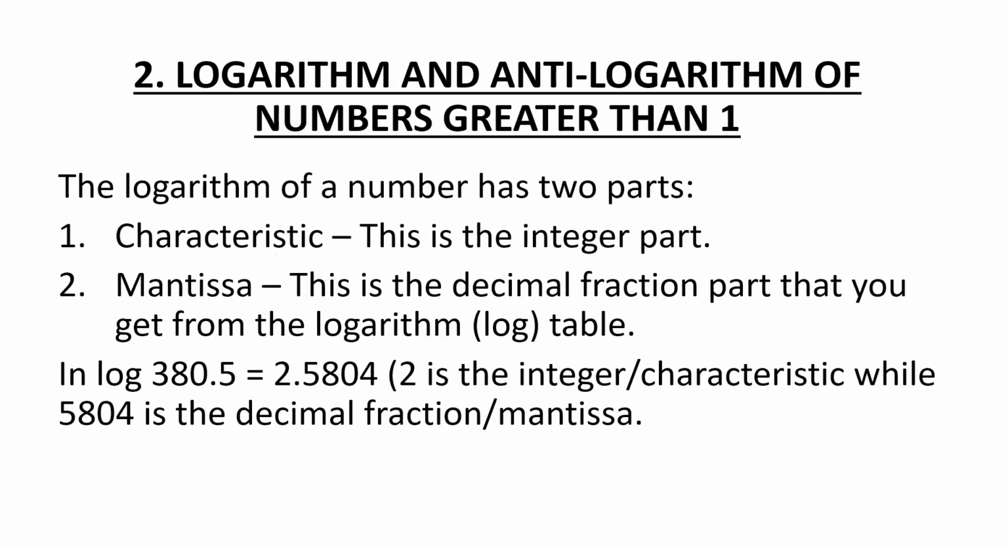Logarithm and anti-logarithm of numbers greater than 1. The logarithm of a number has two parts. 1. Characteristic, this is the integer part. 2. Mantissa, this is the decimal fraction part that you get from the logarithm or log table. In log 380.5 equals 2.5804, 2 is the integer or characteristic, while 5804 is the decimal fraction or mantissa.